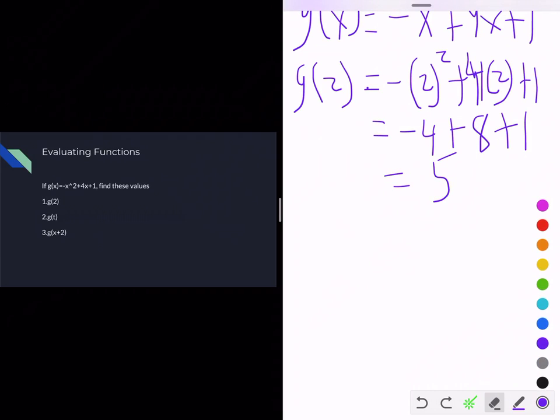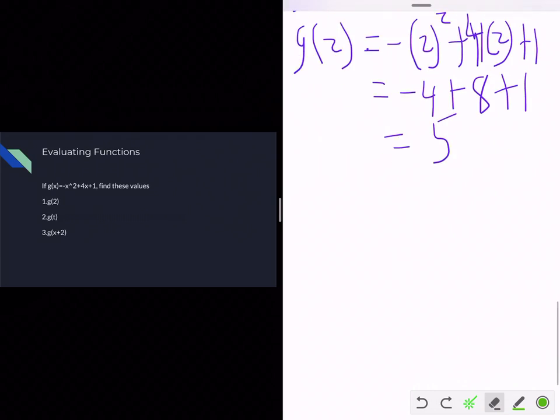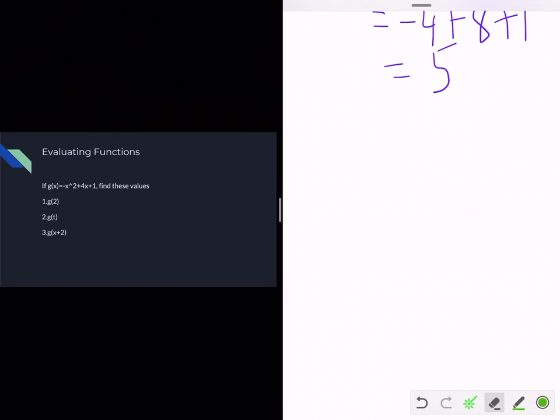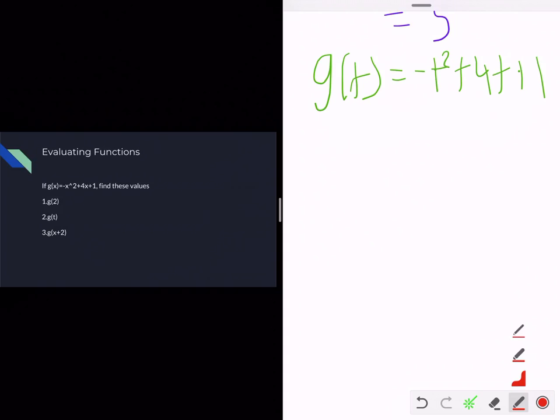Now, let's do a different problem. Let's say you want to find g of t. Well, all you have to do is substitute t everywhere you see an x. So now you have negative t squared plus 4t plus 1. Easy as that. And now let's do the final problem on this slide, which is a little harder, but still doable.